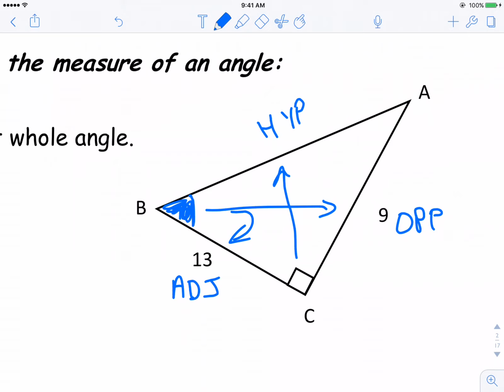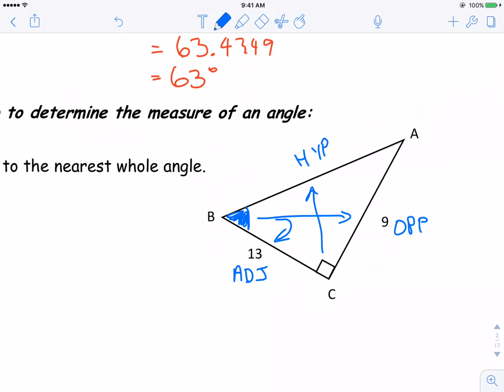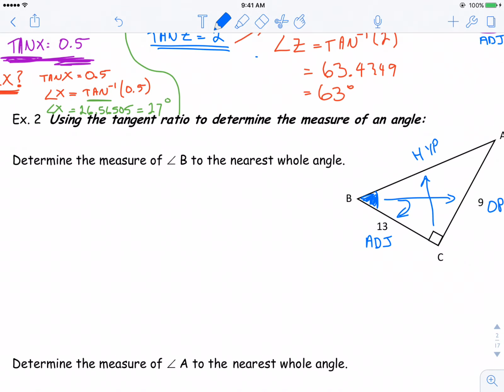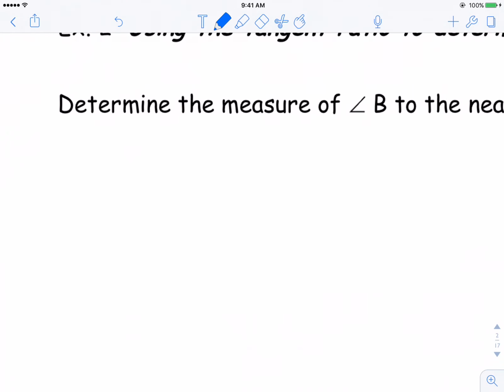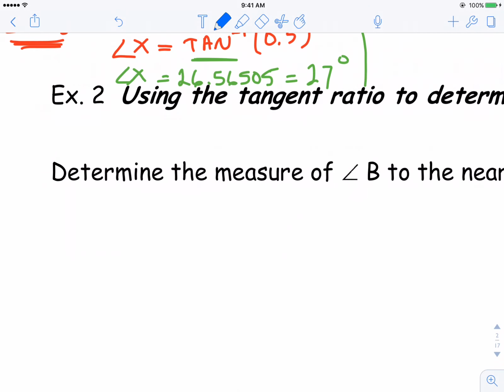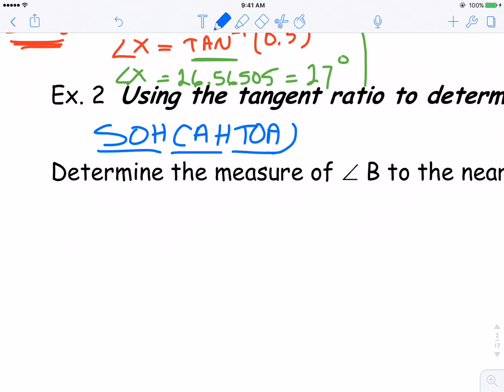So we now know that our opposite side is 9 and our adjacent side is 13. Find the measure of angle B to the nearest whole angle. So the only thing we know at this point, obviously, of our three, there's my SOHCAHTOA of our three trig ratios, sine, cosine, and tangent. The only thing we know anything about is tangent. So clearly we know we have to use tangent. So I write down my tangent formula.